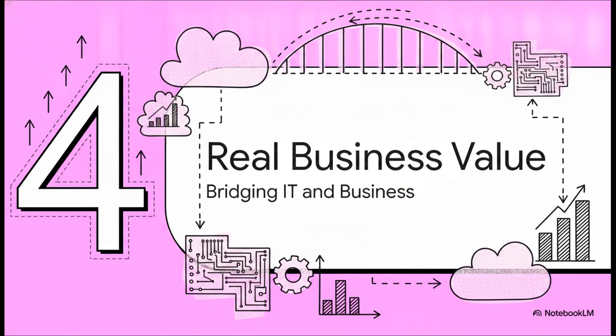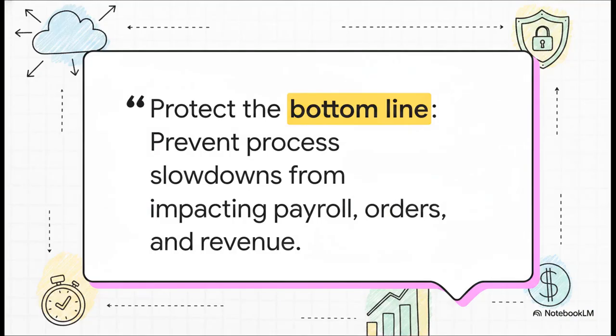Section 4, Driving Real Business Value. It's time to bridge IT and business. Ultimately, it all boils down to this: protect the bottom line. You have to prevent process slowdowns from impacting payroll, orders, and revenue. As cloud and IT pros, it's so easy to get caught up in the technical specs, but this is exactly why your work matters. Your ability to monitor and quickly fix these flows directly safeguards the core operations of the company. You are literally the frontline defense protecting revenue.